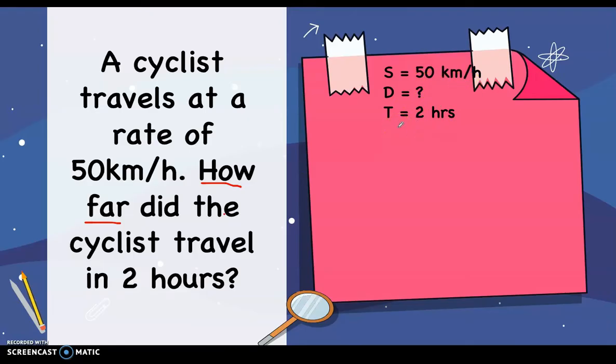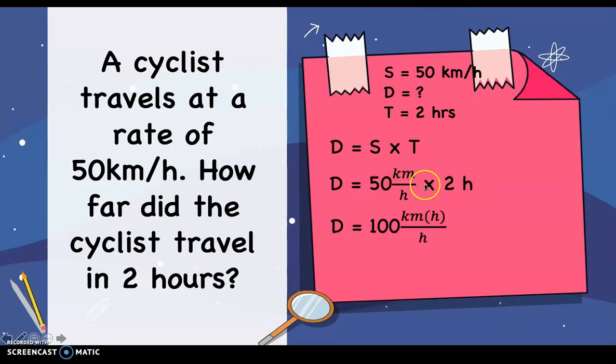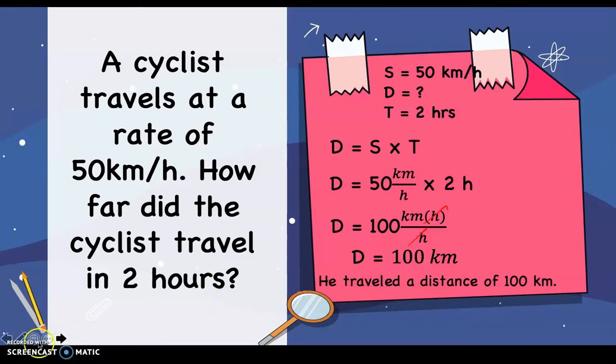The formula for the distance is equal to speed times the time. Okay, so let's substitute the given for the speed, which is 50 kilometers per hour, right? So 50 kilometers over hours multiplied by the time, which is 2 hours. So we have 50 times 2 is 100 kilometers times h over h. So we cancel this h and we leave kilometers as the unit. Therefore, the answer is 100 kilometers. So he traveled a distance of 100 kilometers.